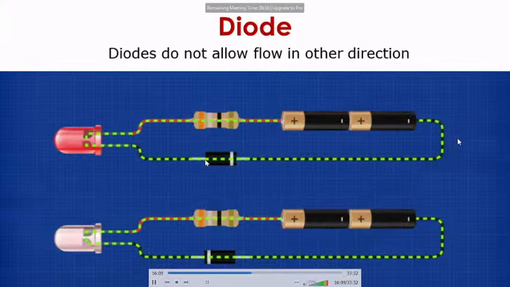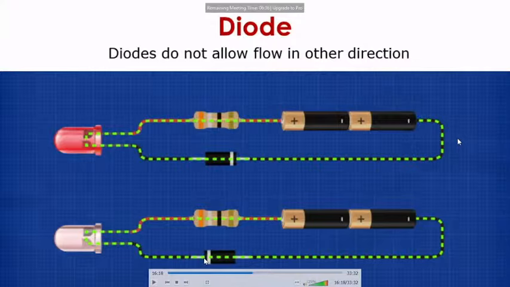In this case, the LED on the top is working properly because the diode is connected appropriately. If we put the diode the other way, it will not allow the current to flow. So in this case, the LED will not glow. The diode's white line has to be connected to the negative terminal. Only in this case will it allow the current to flow.